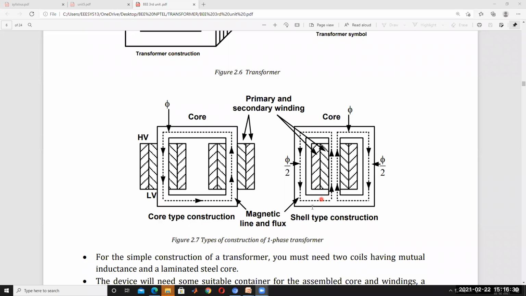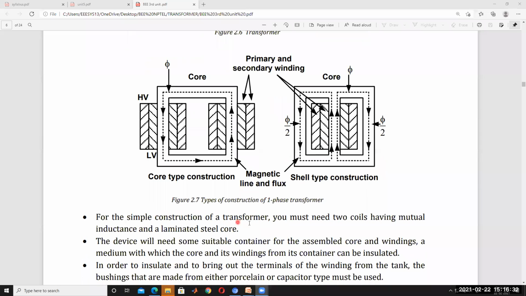For the simple construction of a transformer, you need two coils having mutual inductance and a laminated steel core. This is called the laminated steel core, and these are the two coils. This is one coil, and they are called primary and secondary. So the primary and secondary windings are placed in this limb only.